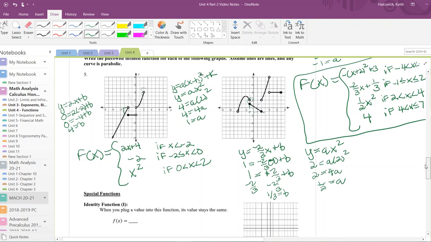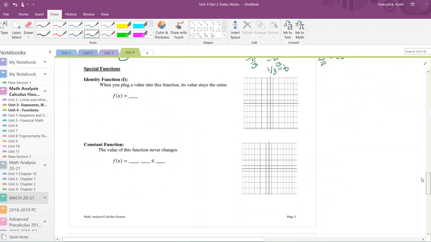All right, so next we're going to get into some graphing, some special functions. So first, the identity function, that's just f of x equals x. So the identity function points are like 0, 0, because basically it's saying whatever x is, y is the same. 1, 1, negative 1, negative 1. So it's just a diagonal line going through the origin.